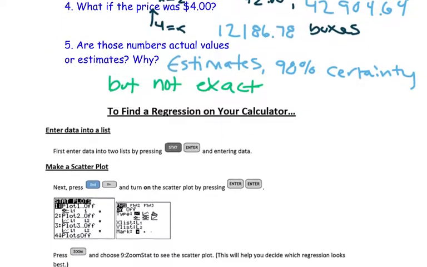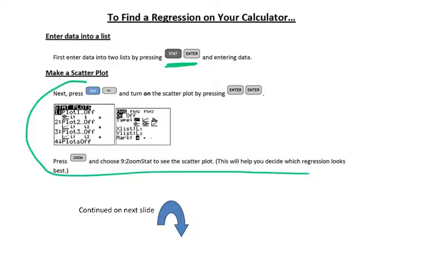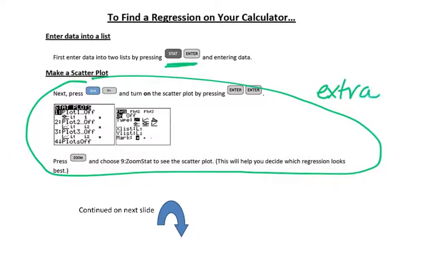Alright. So, again, just another list of how to find regression on your calculator. You enter the data by pressing Stat and then entering the data into your Y1 and X1. Again, this guy right here is extra. This is just so that you can view it at some point, but you don't necessarily need to see the dots and then the line going through them to know how related it is, especially if you understand that R value.